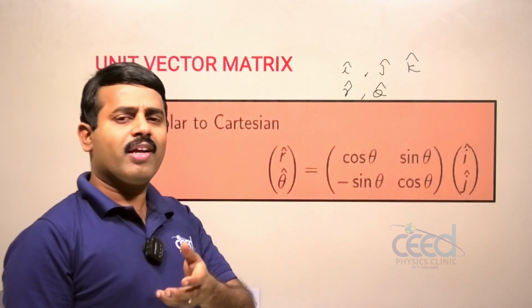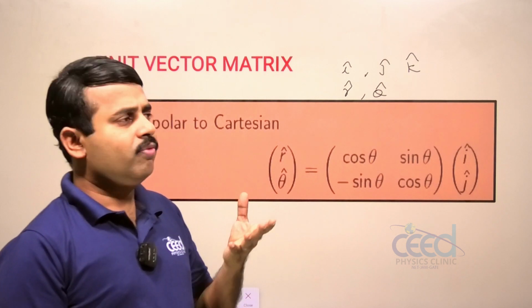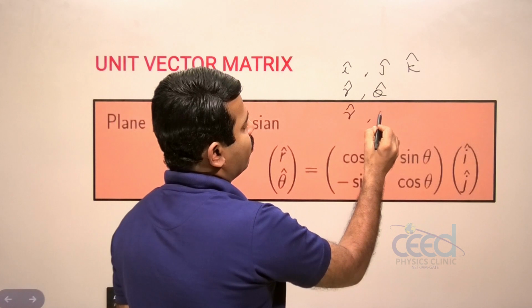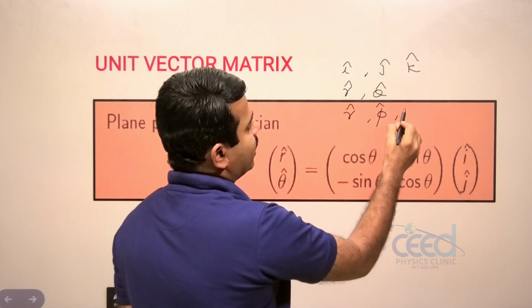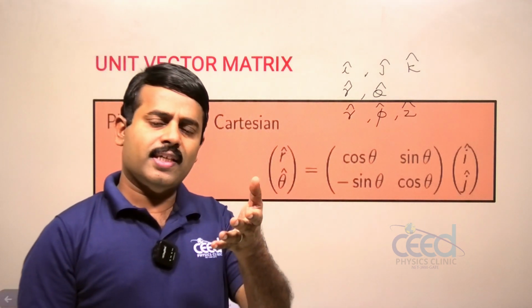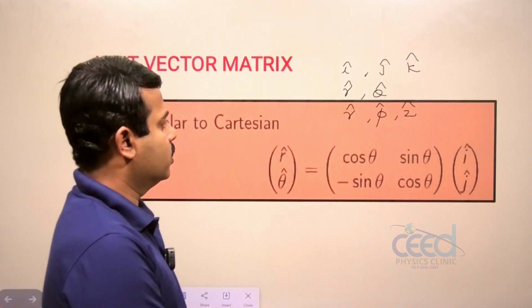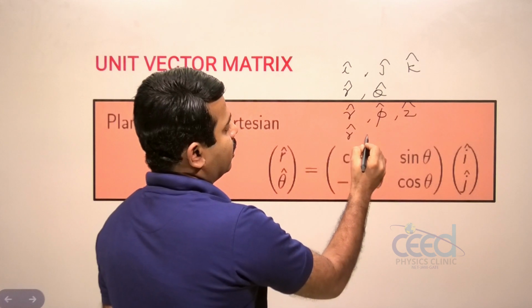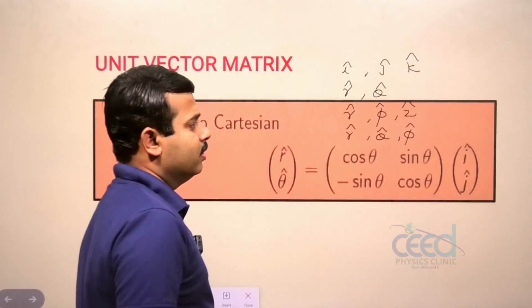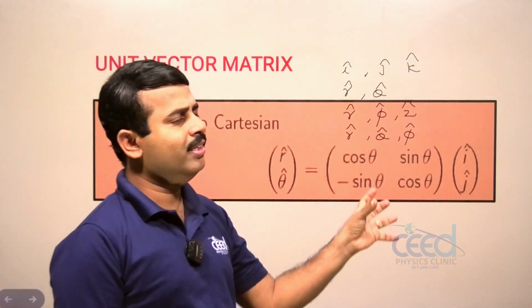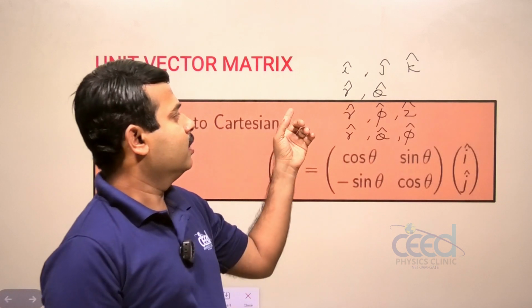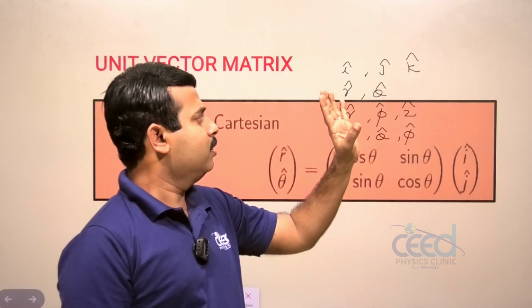Now in the cylindrical coordinate system, which unit vectors did we see? r cap, phi cap and z cap are required. And in the spherical polar coordinate system, r cap, theta cap, phi cap. So we saw different unit vectors: i cap, j cap, k cap.